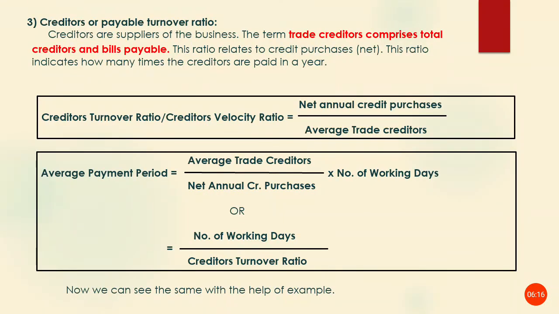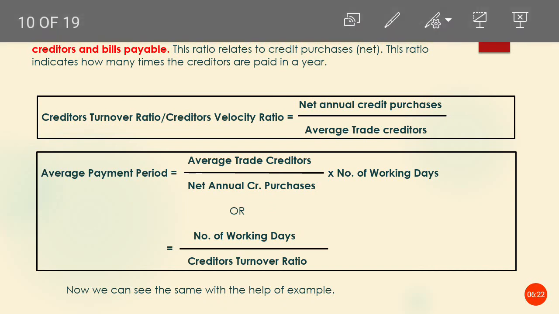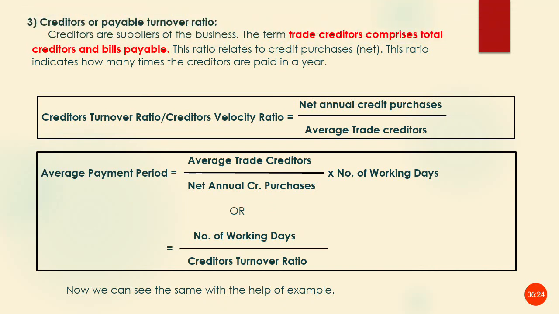3. Creditors or payable turnover ratio. Creditors are suppliers of the business. The term trade creditors includes total creditors and bills receivable, bills payable. This ratio relates to net credit purchase. This ratio indicates how many times the creditors are paid in a year.